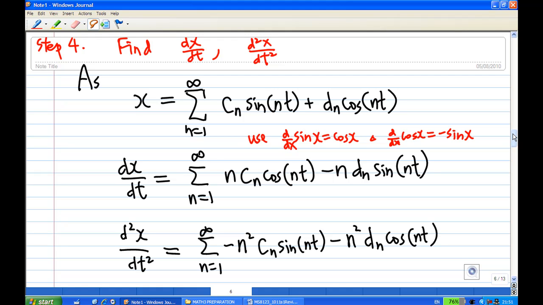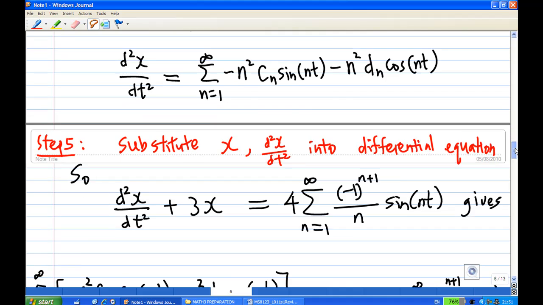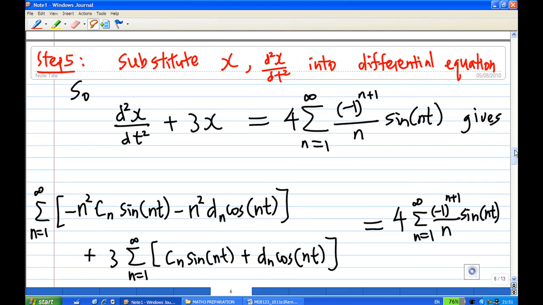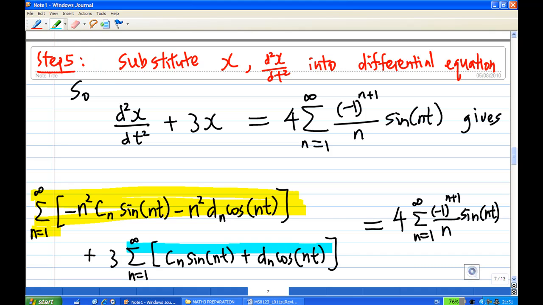Now we're going to put this x and d²x/dt² into our original differential equation on the left hand side. We obtain d²x/dt² will be this term, and x will be this term, and it must be equal to the right hand side.